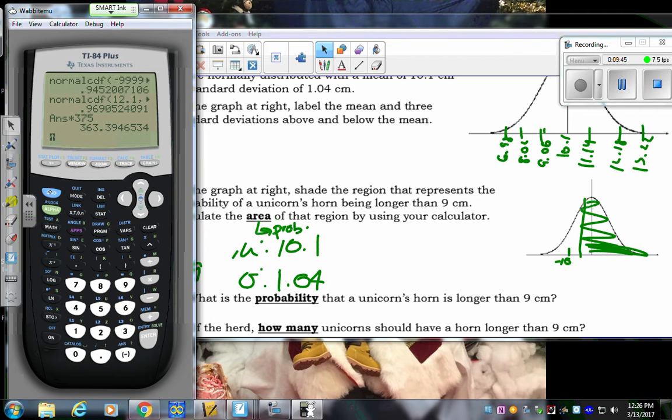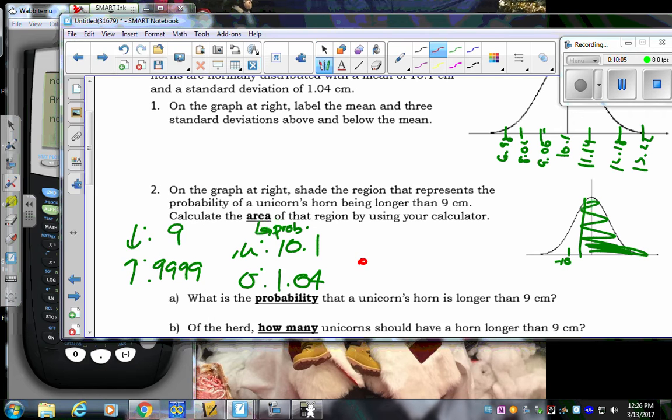All right, so second VARS number 2, once again, we said our lower was the 9. Our upper is positive 9,999. Average is 10.1, 1.04. Paste and hit enter again. So 0.8549. All right, and once again, area gives me a decimal.